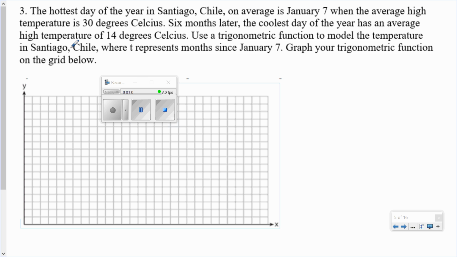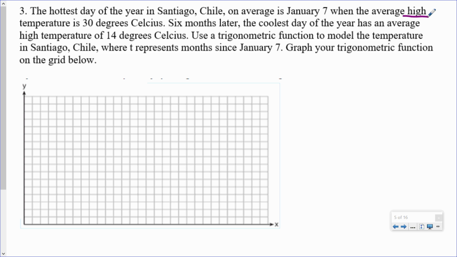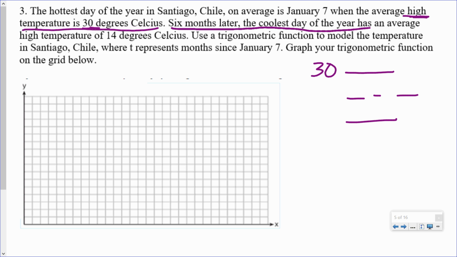The hottest day of the year in Santiago, Chile, on average is January 7th, when the average high temperature is 30 degrees Celsius. So let's stop right there. The high is 30. So when I make my little picture, my high, my max, is going to be 30. 6 months later, the coolest day of the year has an average high temperature of 14. So again, that 30 was the hottest day. Now, the coolest day is 14.